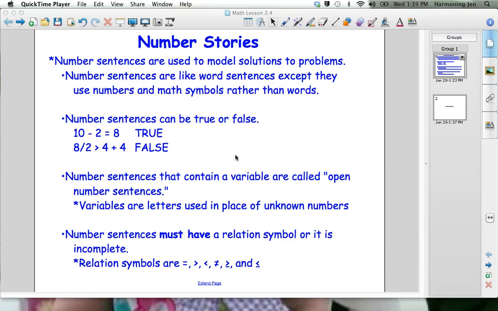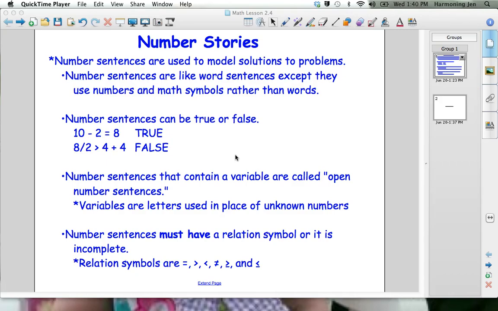This is the video for Math Lesson 2.4. Today's lesson is about creating and solving number stories. Now, there are some really important things that we need to talk about regarding number stories before we begin.